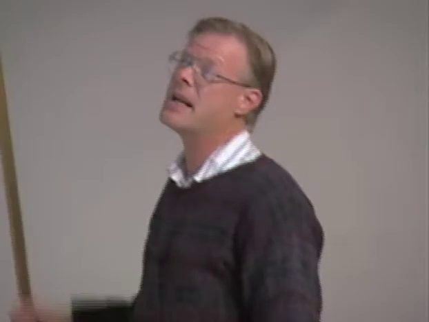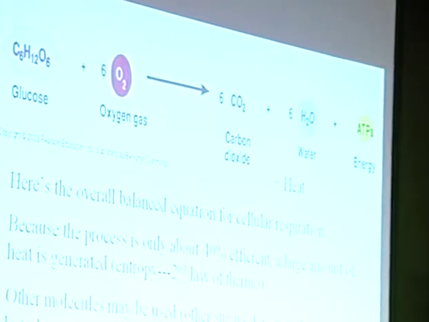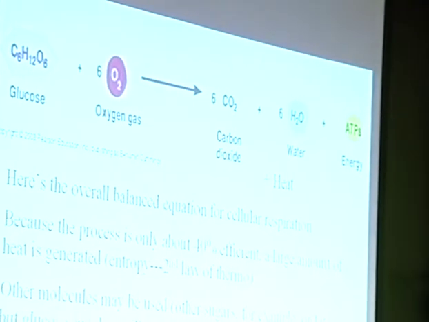All right, so keep this reaction in mind because everything we go through is going to build on this basic reaction. All we're going to be doing basically is filling in this arrow. What happens when you take glucose and oxygen and break it down into those components? What are the steps involved?